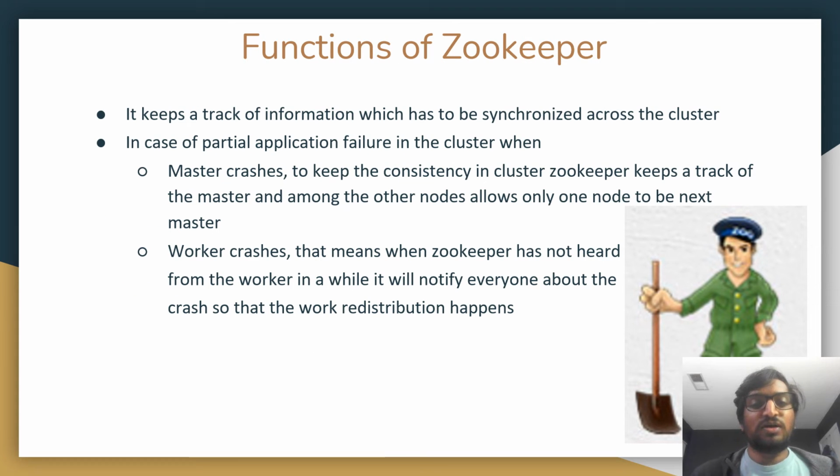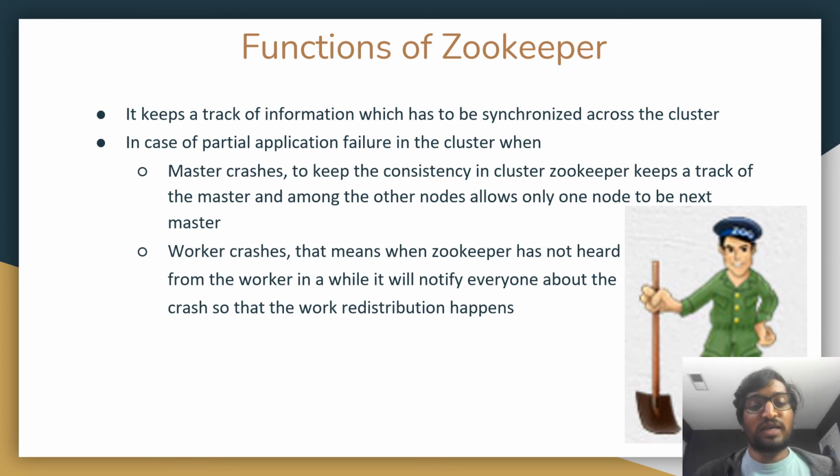At last, we're going to talk about the functions of a Zookeeper. So, Zookeeper keeps a track of information which has to be synchronized across the cluster, across every node. So whenever the partial application failure happens in the cluster, that might be due to master crash or worker crash. So we'll consider first master crash. Whenever the master crashes, to keep the consistency in the cluster, the Zookeeper keeps a track of the master, and now it has to select the next master. So among the other nodes, it allows only one node to be the next master among the rest.